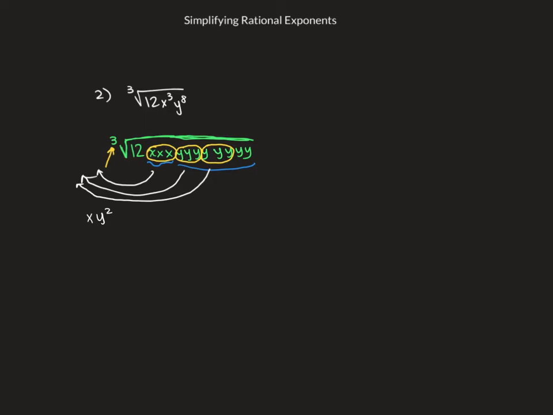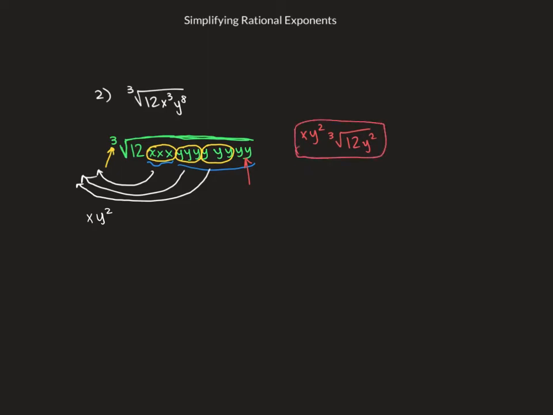That being said, we can now create our second part of the equation, which will now look like xy squared, cube root here. So xy squared, and 3 cube root 12, and then we have that y squared left over that we could not group. Now, this will be our final answer.